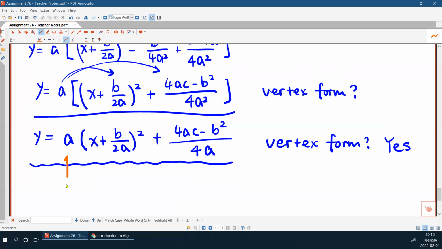a is just the a here, right? h is b over 2a. No, vertex form has a form like this, a times x minus h squared plus k. So h is negative b over 2a, right? So pay special attention here. This is negative. Do not forget the negative symbol. So how about k?